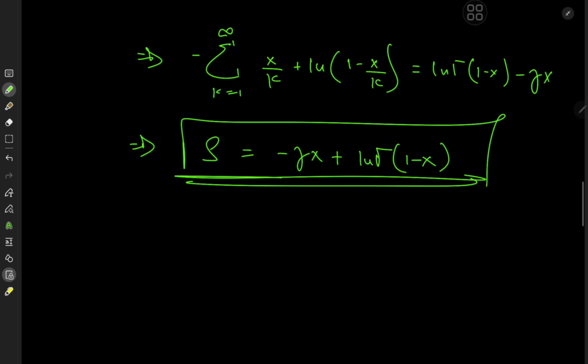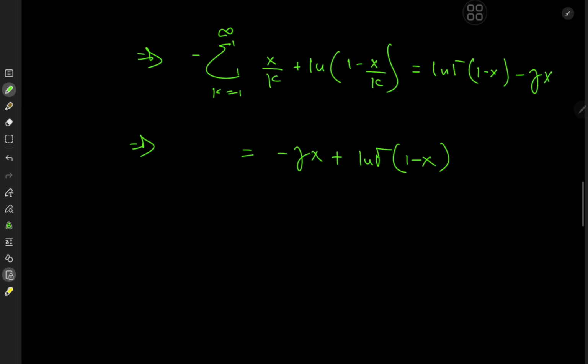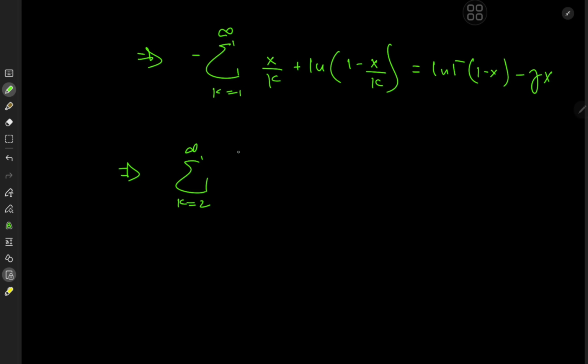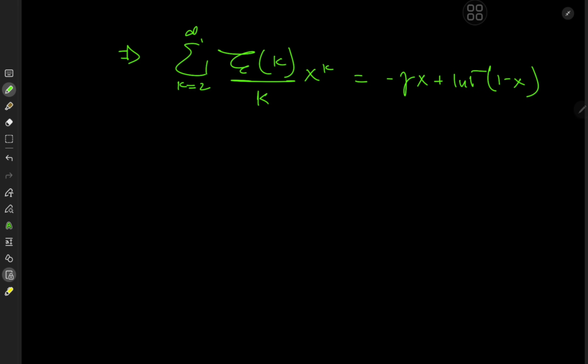Okay, cool. But wait a minute, what exactly was the explicit form for S? I might as well write that out because that will be important. The explicit form was the sum over k from 2 to infinity of gamma zeta k over k times x to the k, and this thing we now found out equals negative gamma x plus log gamma of 1 minus x. So that's the infinite series that was needed.